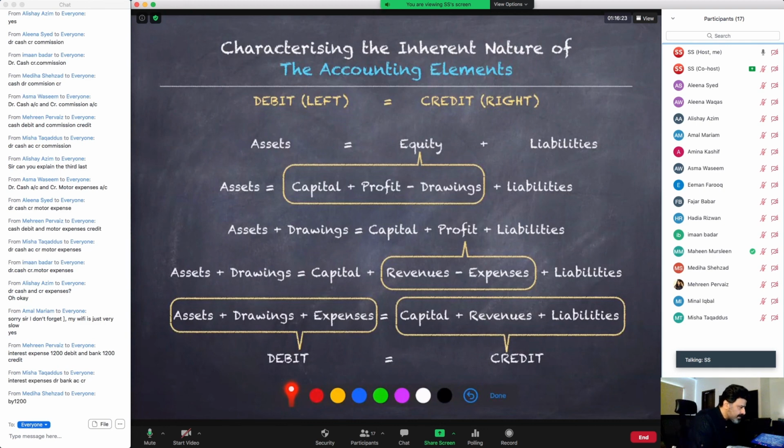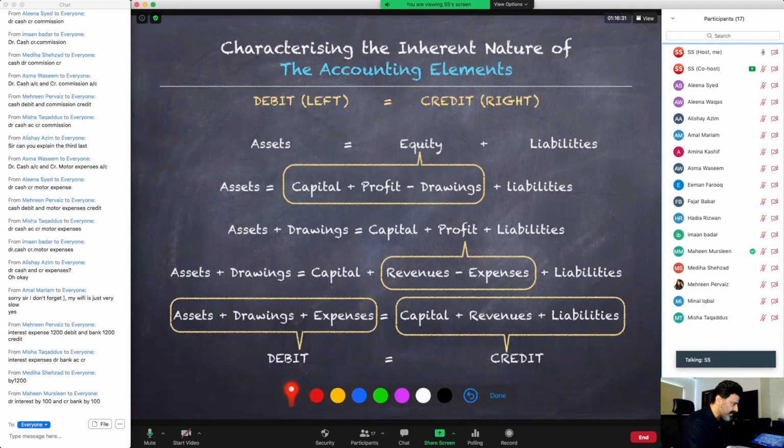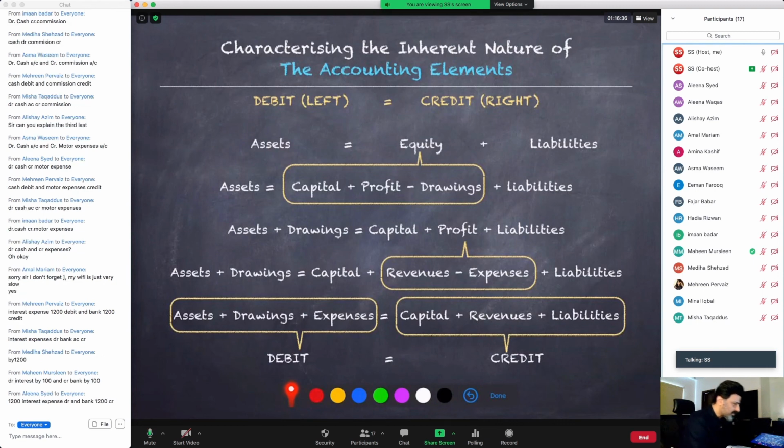Right, this is Mehreen says. Misha says interest expense debit and bank account credit. Correct, Misha, but we need to identify the amount. Madiha says 1200, Mehreen says 1200, and Maheen Marceline says 100. Very good, Maheen. The correct answer is 100. 1200 is wrong answer. You see the transaction, the trap which was set for you. Some of you fell into that trap.